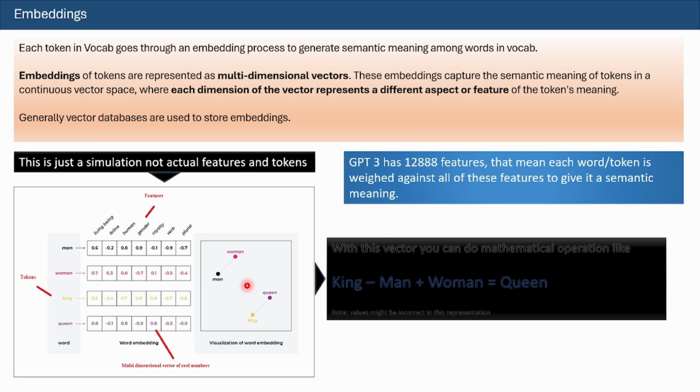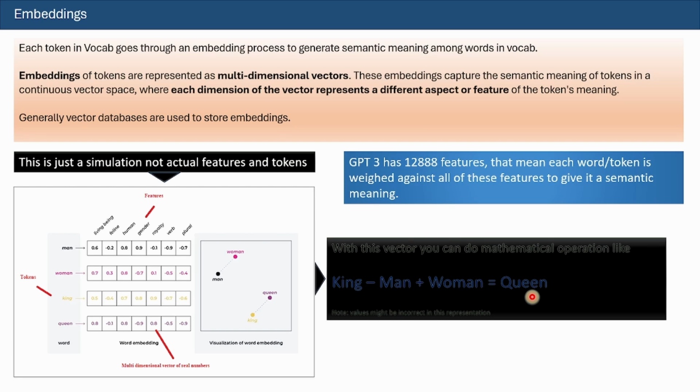Now, here's where it gets really interesting. Because these are numbers, we can do math on meaning. That's why this famous example works. King minus man plus woman equals queen. This doesn't mean the model understands gender or royalty like humans do. It means the mathematical relationships between vectors align in a meaningful way.